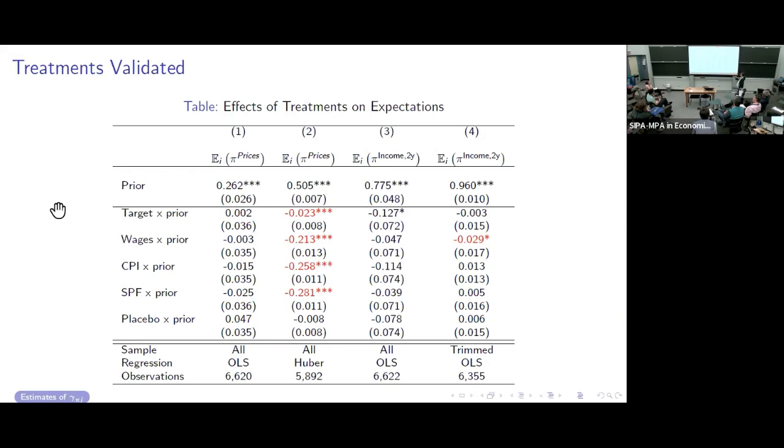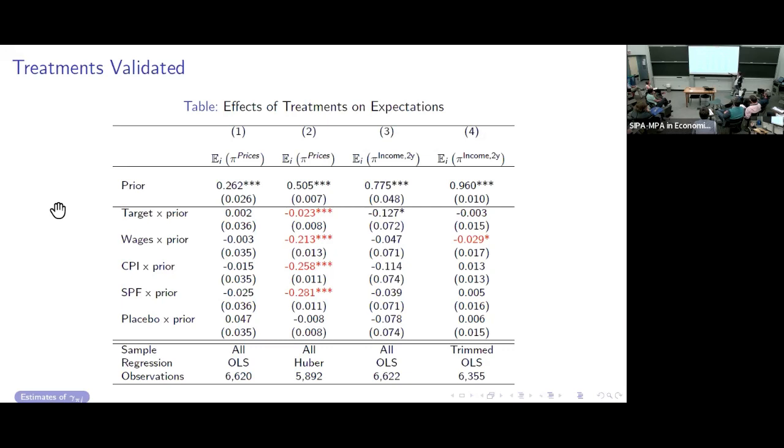This is the interaction between the treatment dummy, whether you've been treated or not, the particular information treatment, and the prior. In red, we're highlighting all of the treatments that actually have moved around inflation expectations. All of them have had some effect apart from the placebo.